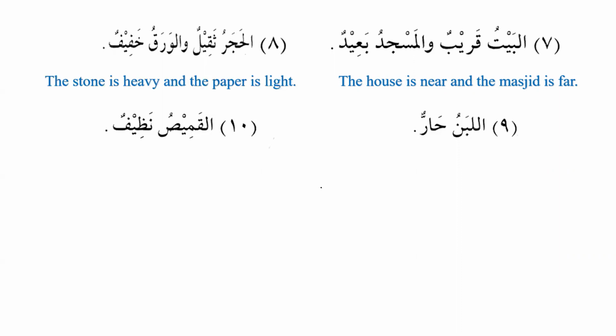Al-baytu qaribun wal masjidu ba'idun. The house is near and the masjid is far. Al-hajaru thaqilun wal waraqu khafifun. The stone is heavy and the paper is light. Al-labanu harun. Do you remember the meaning of laban and the verses of the Quran that we discussed in the previous lesson? Okay, excellent. So al-labanu harun, the milk is hot. Al-qamisu nadhifun, the shirt is clean. Excellent. So it is harun with tashdid, as we can see over here.